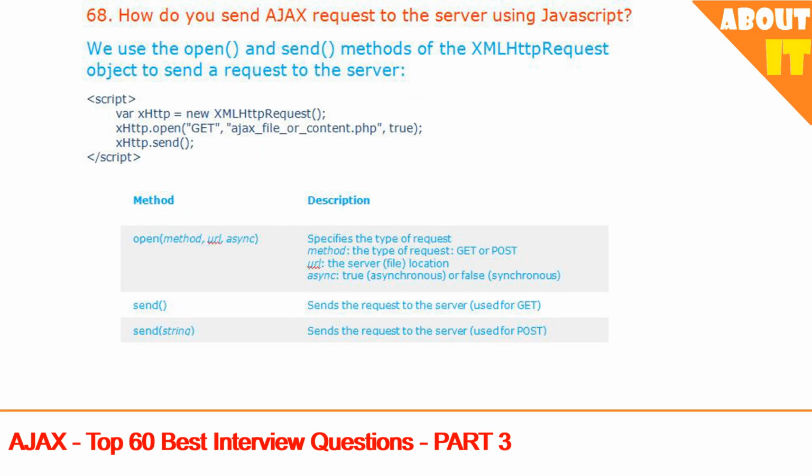68. How do you send an Ajax request to the server using JavaScript? We use the open and send methods of the XMLHttpRequest object to send a request to the server. Have a look at the given script below.